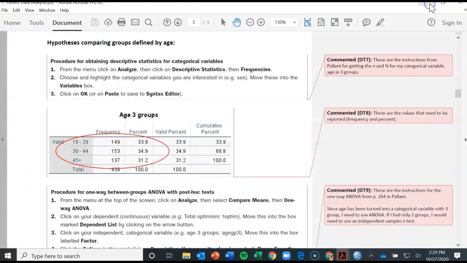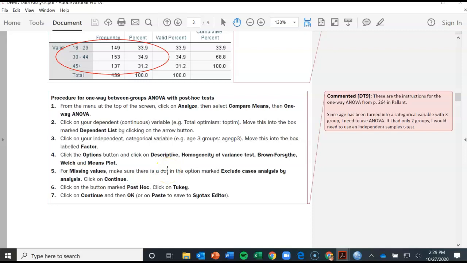All right. The next step, and these are the instructions right here from your Pallant textbook from page 264, which you will be working with in your Pallant homework this week as well, so that'll be fresh in your mind. These are the instructions for the between groups one-way ANOVA with post hoc tests, where you select Analyze, you select Compare Means, and then you select One-Way ANOVA. You put your dependent variables in the dependent list, your grouping variable in the factor spot, and then you select a variety of pieces of information that you need in order to correctly interpret the data. Ask it to exclude cases analysis by analysis. Select your post hoc as Tukey, and then go from there.